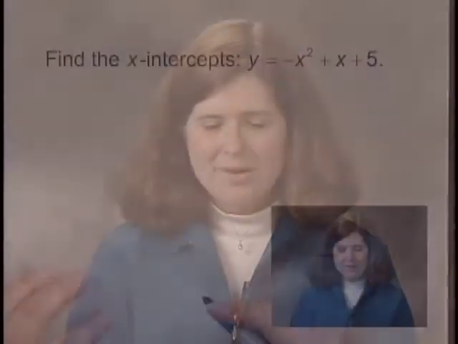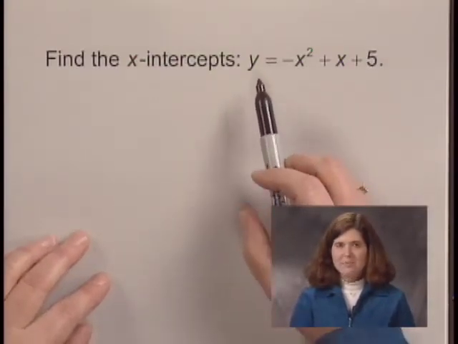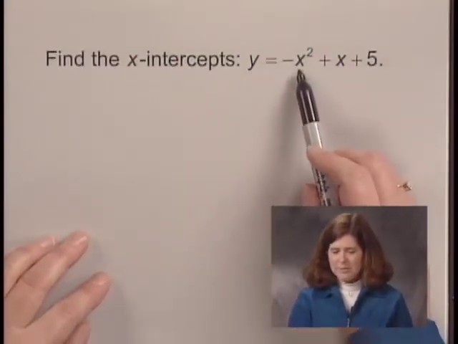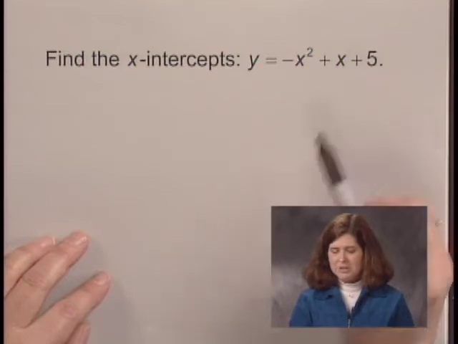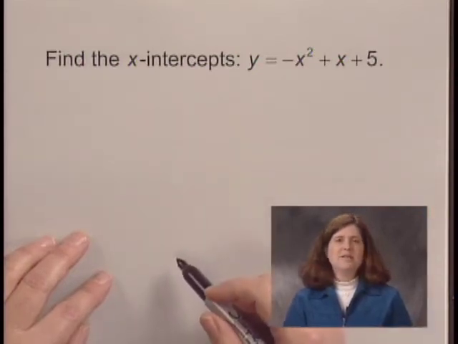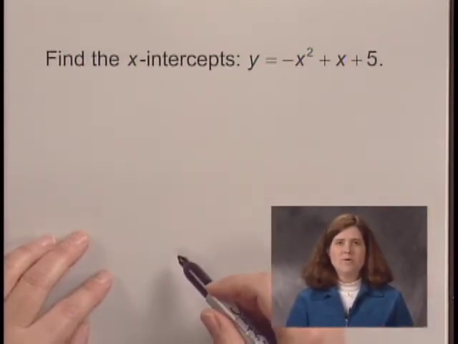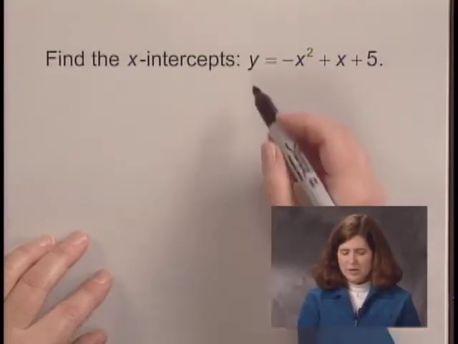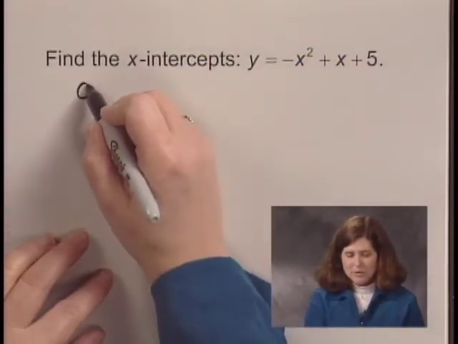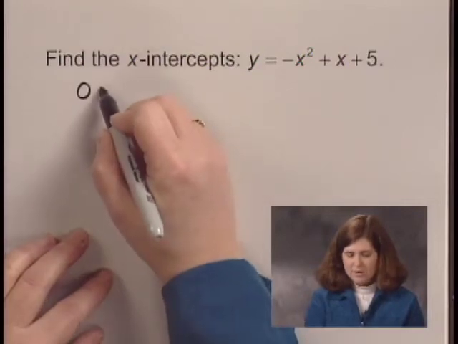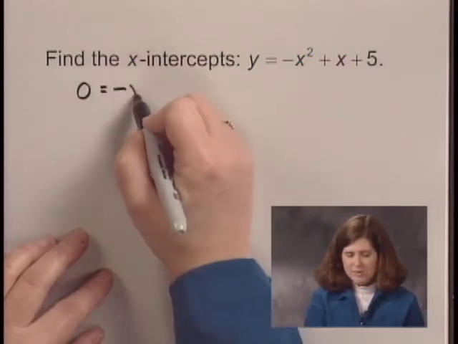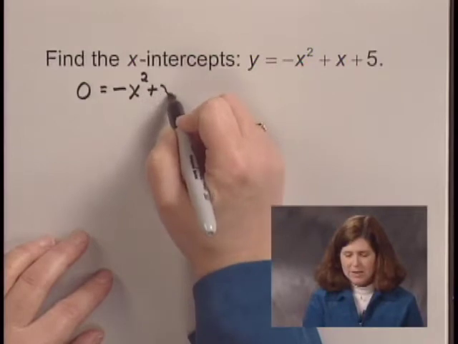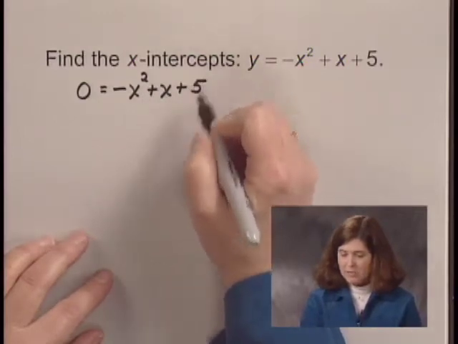In this problem, we'll be finding some x-intercepts. We find the x-intercepts of the graph of y equals the opposite of x squared plus x plus 5. The x-intercepts are the place at which the graph will cross the x-axis, so the y value will be 0. We set y equal to 0 when we solve for x. 0 equals the opposite of x squared plus x plus 5.